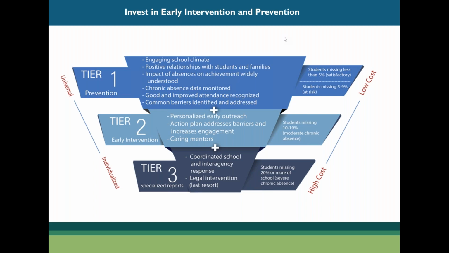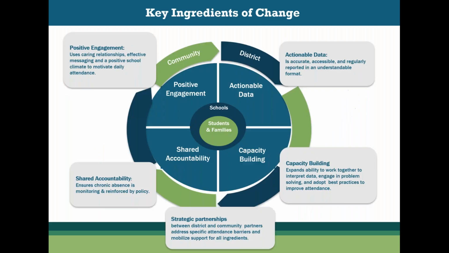And if we have a lot of kids with very severe chronic absence, it could really suggest we need community partnerships to help make sure that those kids have a chance to turn around their attendance and thrive in school. Next slide.